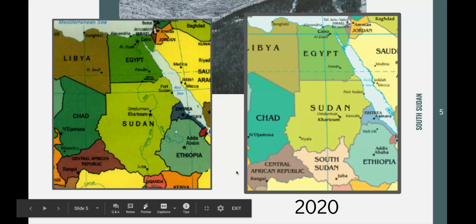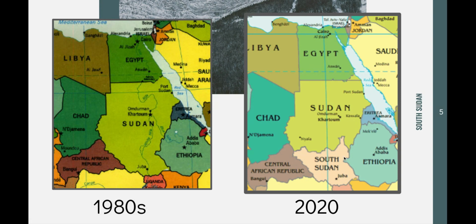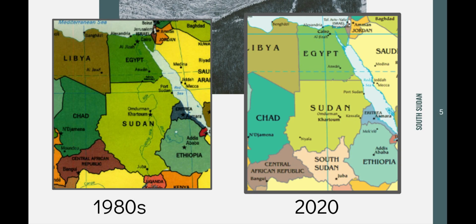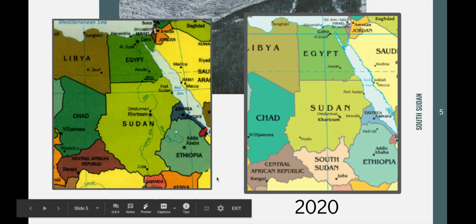One of the results of the civil wars that I was talking about is that Sudan actually formed two separate countries and split into Sudan and South Sudan. So South Sudan in 2020 is now its own country. We'll talk about the reasons for that in just a second. But now you can see that Sudan itself no longer borders Uganda and Kenya, but instead South Sudan has those borders now.